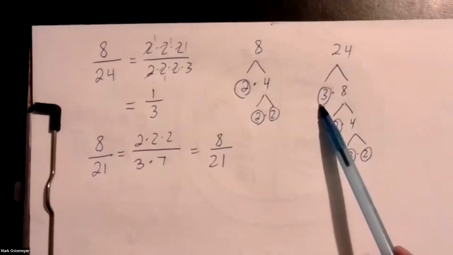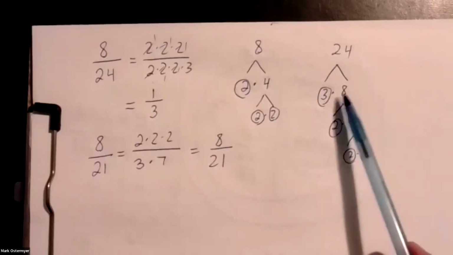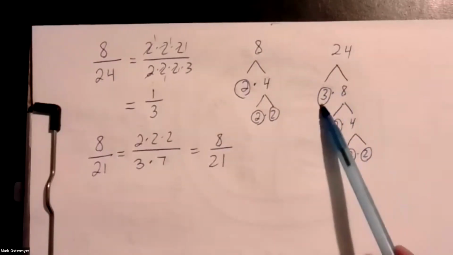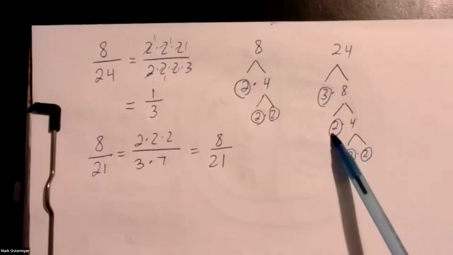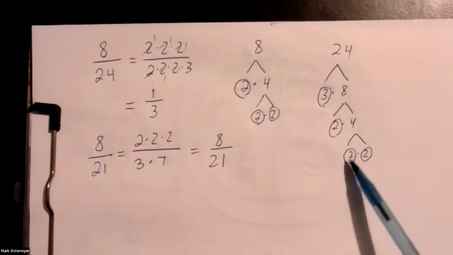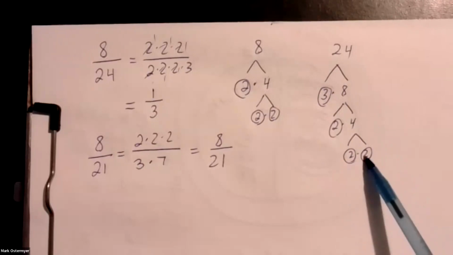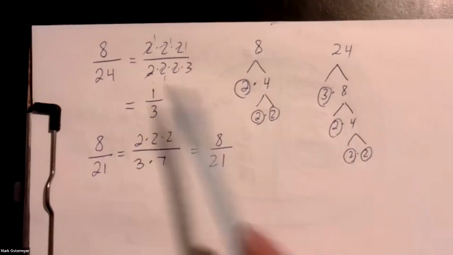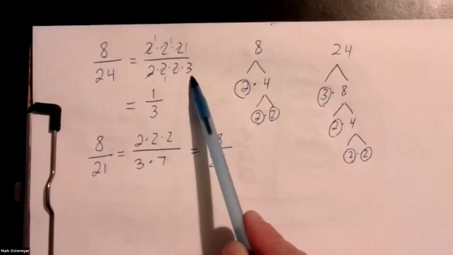24. Let's find the prime factorization of 24. 3 times 8 gets us started. 3 is a prime number, circle it. 8 further factors down into 2 times 4. 2 is prime, circle it. 4 further factors down into 2 times 2, both of which are prime. Therefore, the prime factorization of 24 is 2 times 2 times 2 times 3.